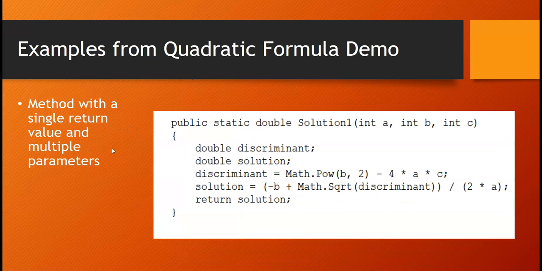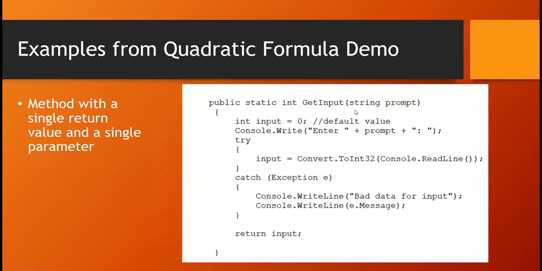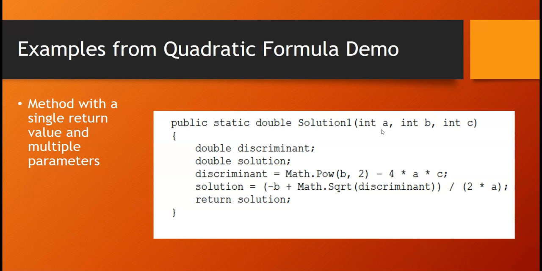This example is going to return a single return value, but it has multiple parameters. So unlike the last one where you had a single parameter, just prompt, this one has 3 parameters. This particular method is calculating one of the solutions to the quadratic formula, negative b plus the square root of the discriminant, which is b squared minus 4ac, calculated on the line above, divided by 2 times a. And then we return that solution. But we need a, b, and c in order to do that calculation. So I input 3 values, I do a single calculation.